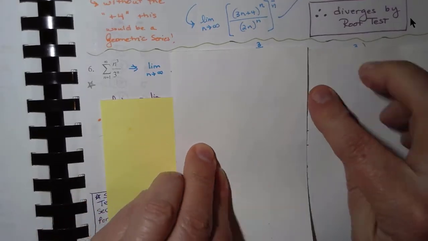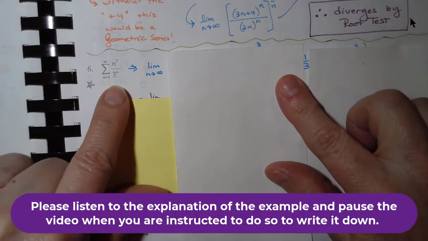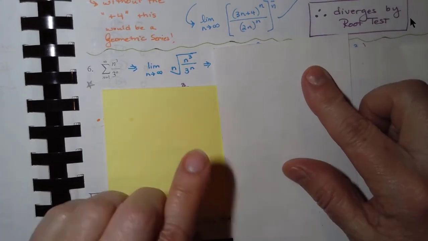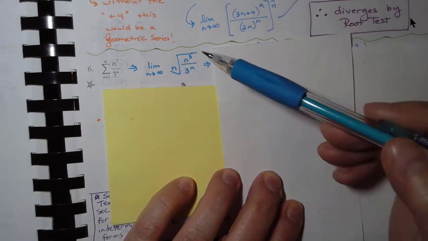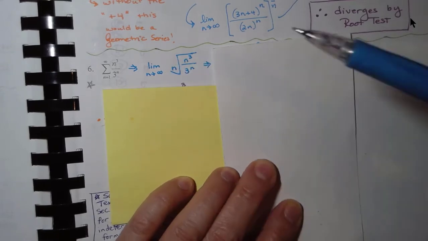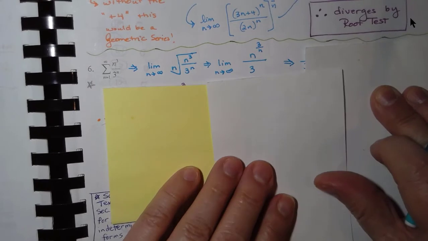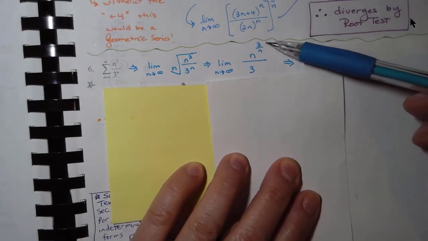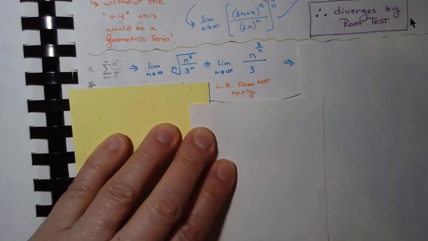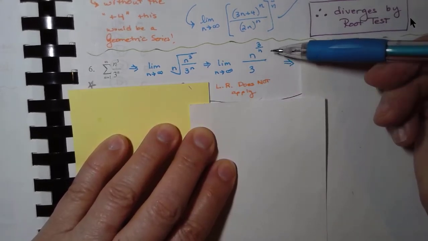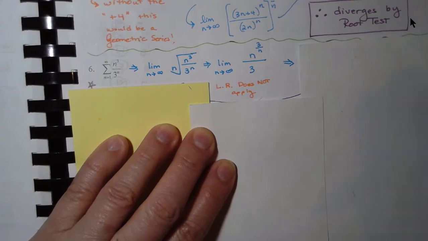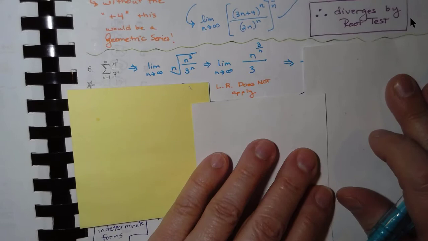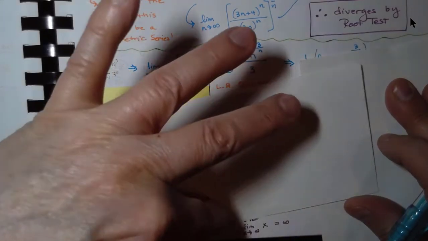Example number 6. Because of this, we're going to do the nth root. We have the limit as n goes to infinity of the nth root of n cubed over 3 to the n, which gives us the limit as n goes to infinity of n to the 3 over n, over 3. Now, L'Hopital's rule does not apply. We are not in indeterminate form here, so we cannot do L'Hopital's rule like we've done with other problems. So let's see what we can do.